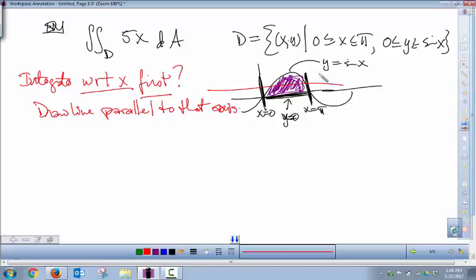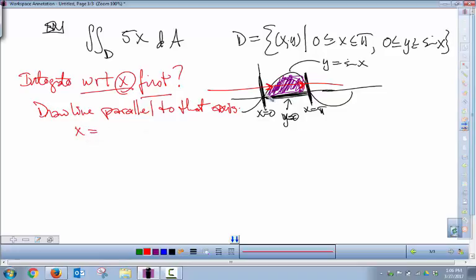So draw a line parallel to the x-axis. And what you're going to do, moving from left to right, from negative to positive, is try to figure out when you're going to enter the region and when you're going to exit the region. Okay? So I'm drawing a line with respect to x.